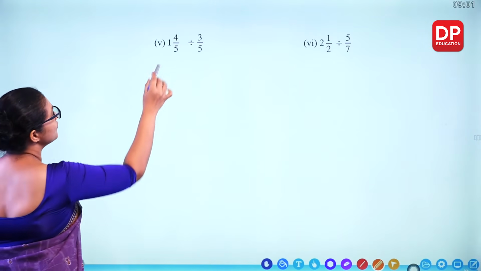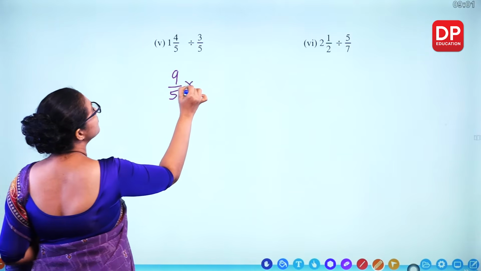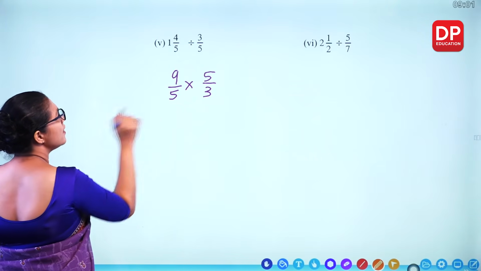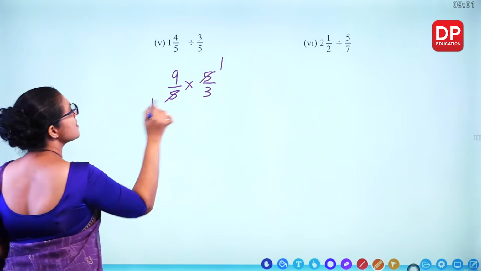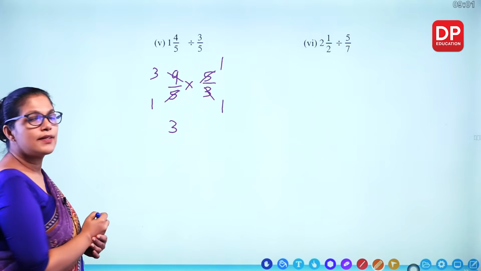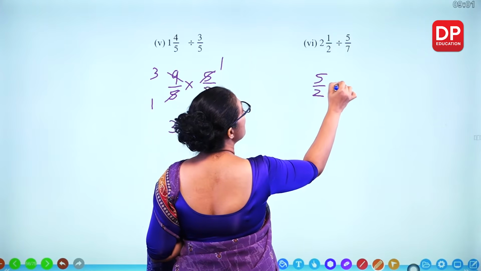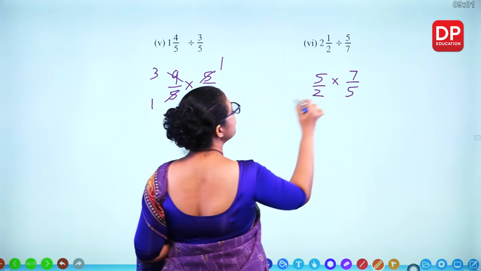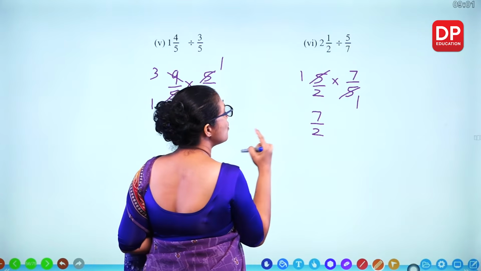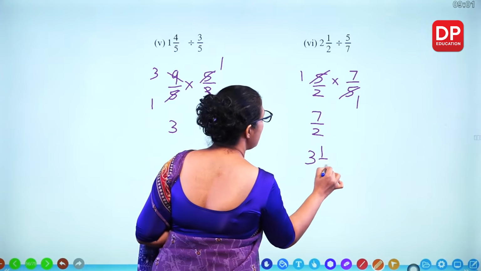This one, 5 times 1, 5, 5 plus 4, 9. Multiplied by reciprocal. Now simplify. 1 gets cancelled out. 3 times 1 and 3 times 3. You get answer 3. 2.5 means 5 over 2. Multiply by its reciprocal. 5 gets cancelled out. You get 7 over 2. Convert to a mixed number. You get 3.5.